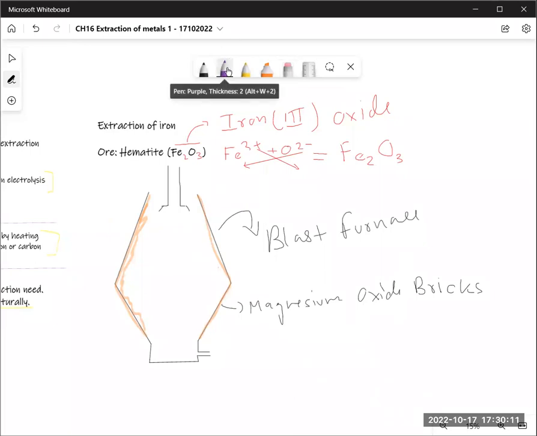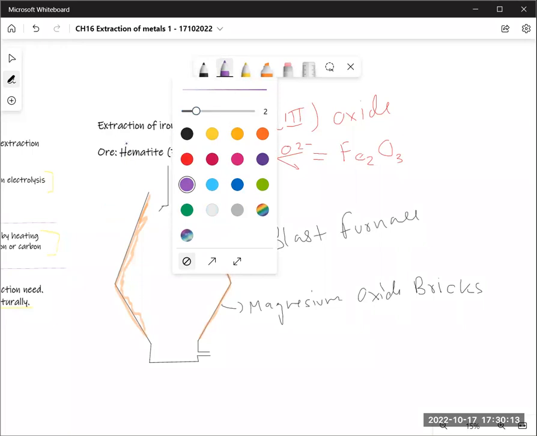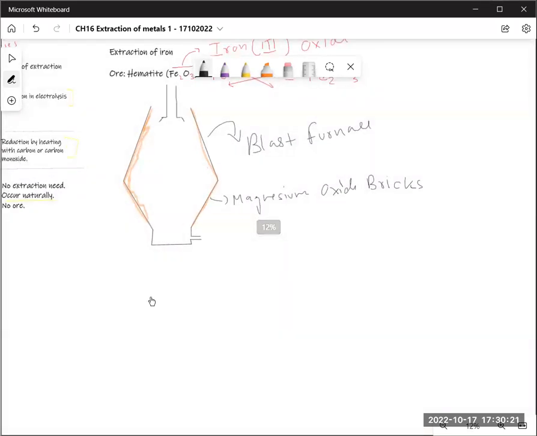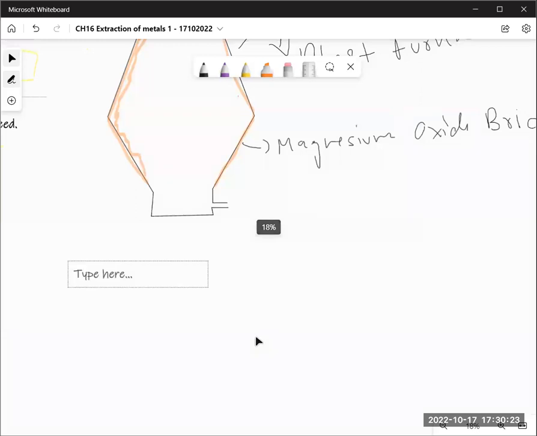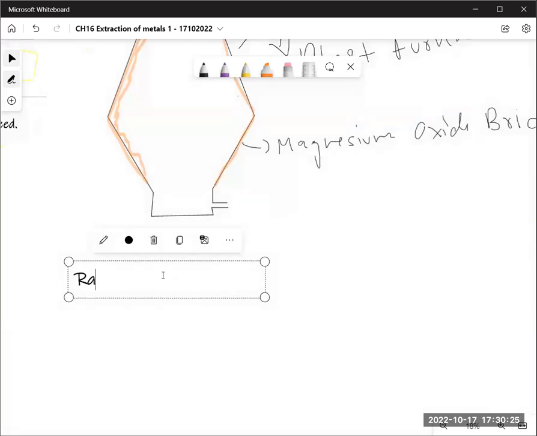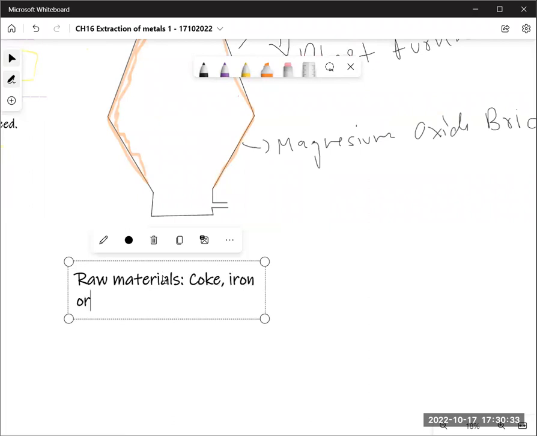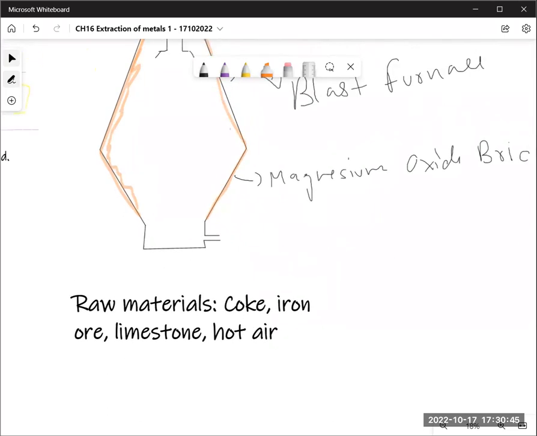But the main thing here is you're putting a few things. You have the ore, the iron ore. And with the iron ore, you have one more thing. You have coke. Let's write it down. The raw materials. Write this in your notebook. The raw materials are coke, iron ore, and limestone. And we're also putting hot air. Write this, tell me when you're done.